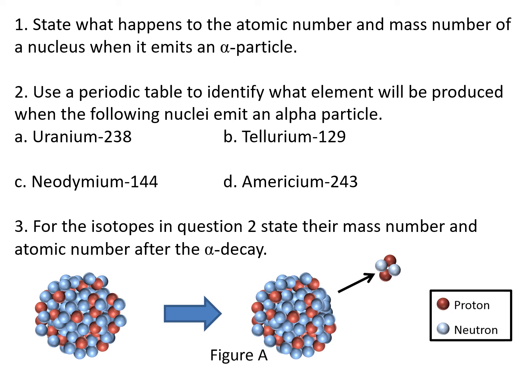Now let's do some problem solving regarding alpha particles. State what happens to the atomic number and mass number of a nucleus when it emits an alpha particle. Use a periodic table to identify what element will be produced when the following nuclei emit an alpha particle. We have uranium-238, tellurium-129, neodymium-144, and americium-243.